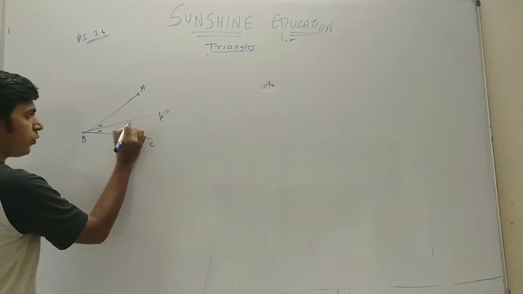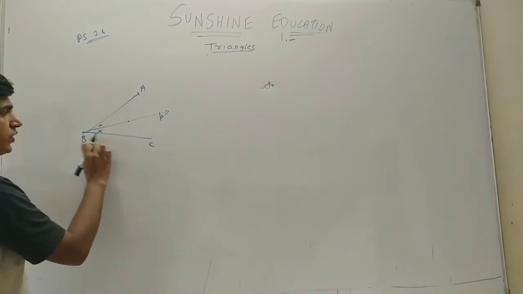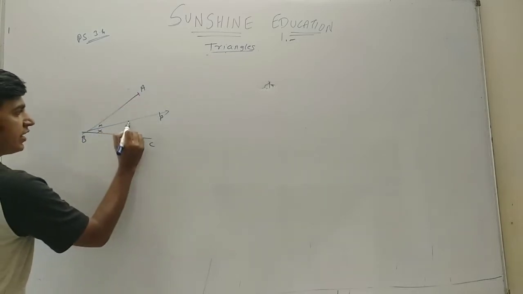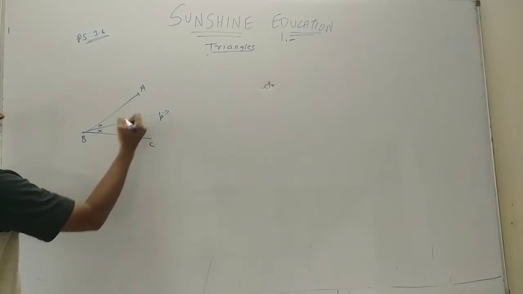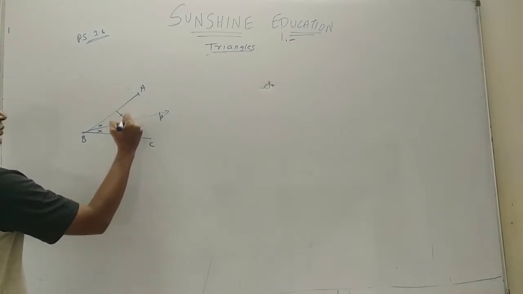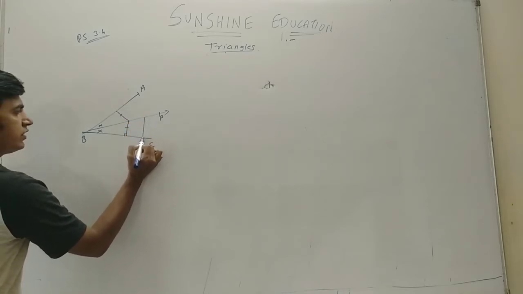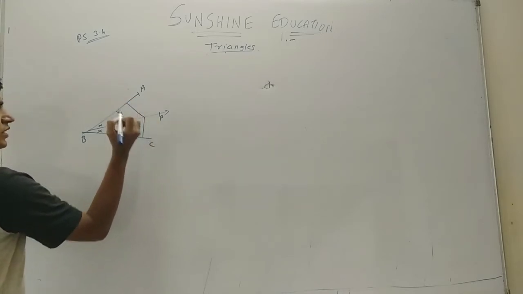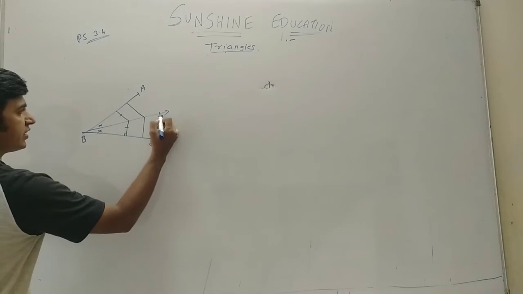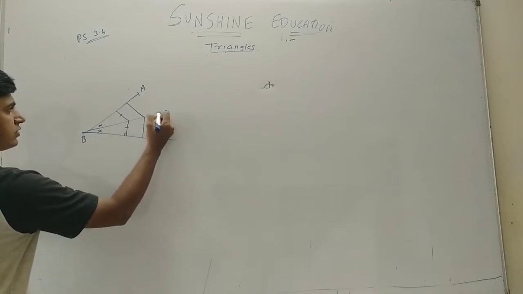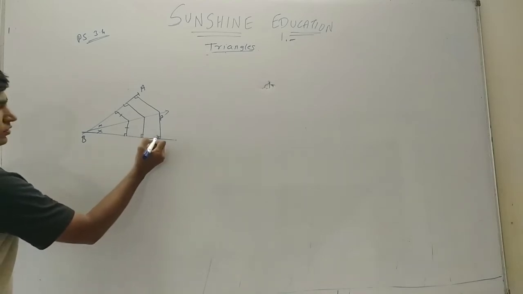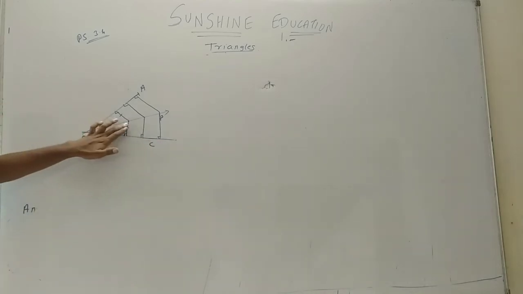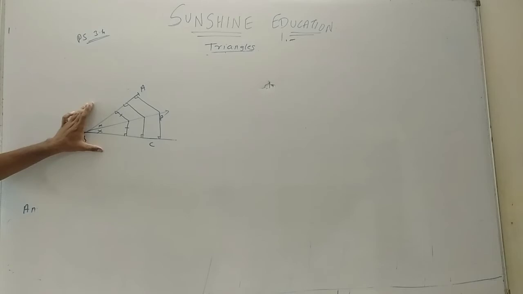this point is equidistant from the two sides of the angle. Distance is always a perpendicular distance. So this distance and this distance will be equal. If I extend, this distance and this distance will be equal. Any point lying on the bisector is equidistant from the two sides of the angle.